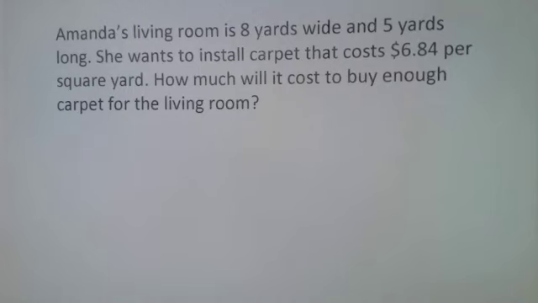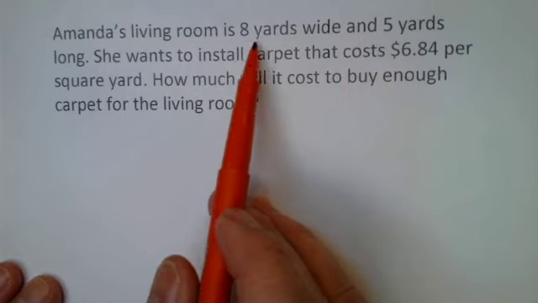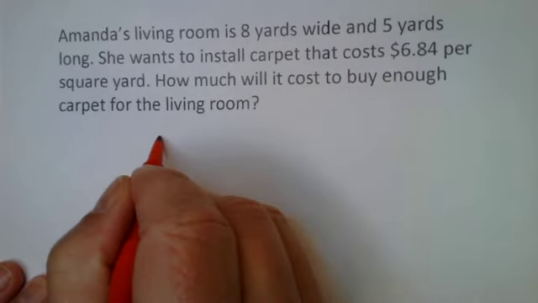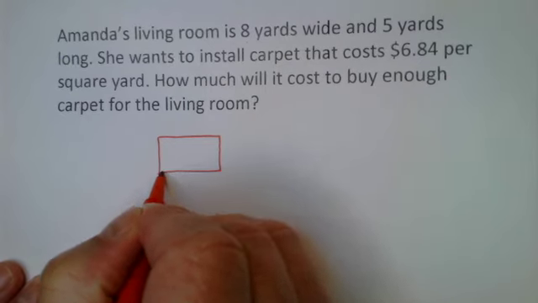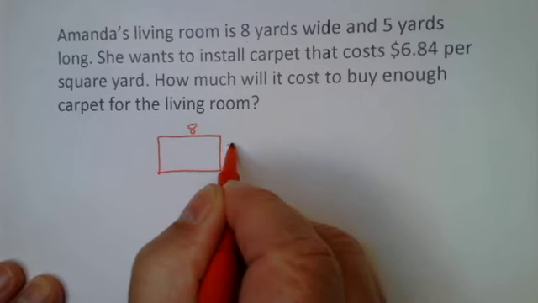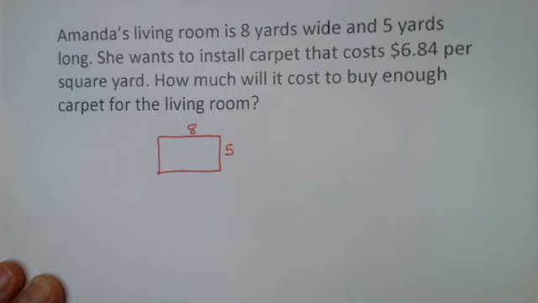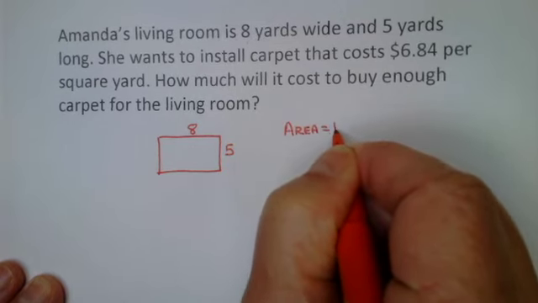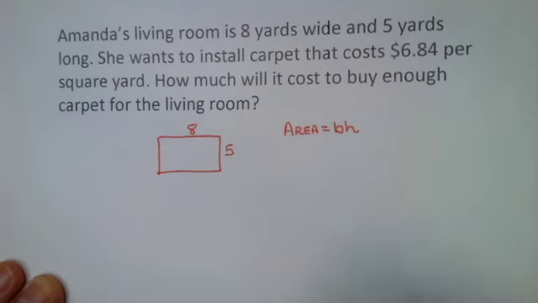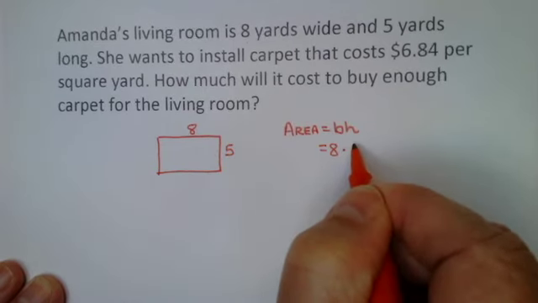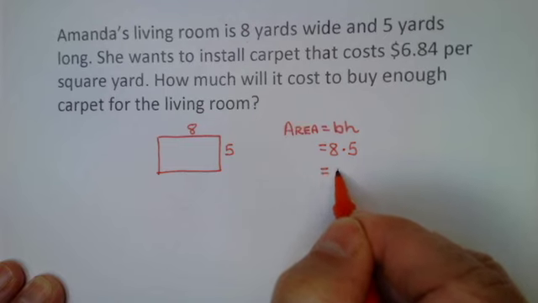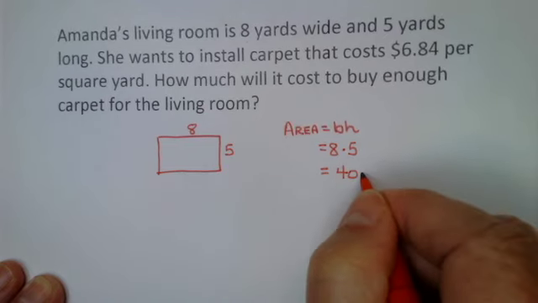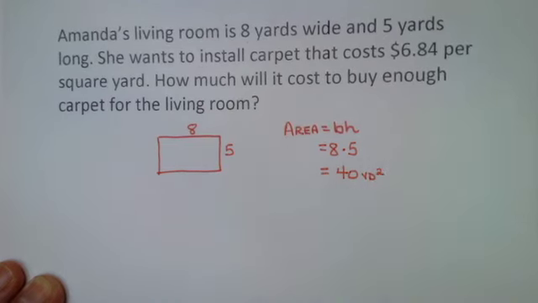Example number 2. In example number 2, they're going to install carpet in this room. They give you the dimensions of the room, 8 yards by 5 yards. First thing I need to do is determine what the area of this room is. The area is going to be base times height. Base is 8, height is 5. Multiply those together, I get 40 yards squared.